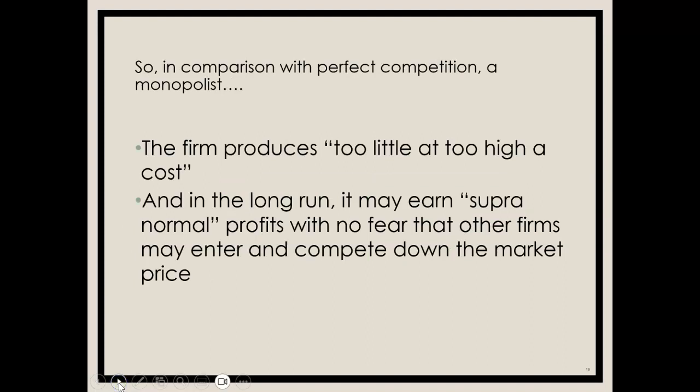So in comparison with perfect competition, two things are true. First, the firm produces too little at too high a price. And also, in the long run, it may earn supernormal profits with no fear that other firms may enter and compete down the market price. And plus, there's actually a third consequence, which is that there's no guarantee that we'll end up at that most efficient level of output. All three of these things are reasons why monopoly is disfavored over perfect competition, and the existence of monopoly is viewed as a market failure.